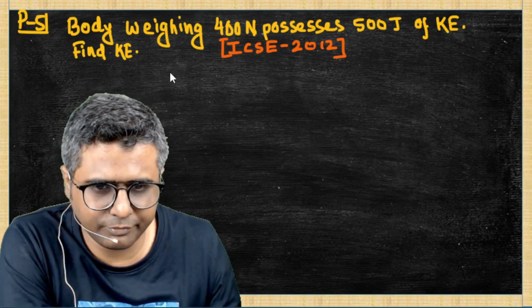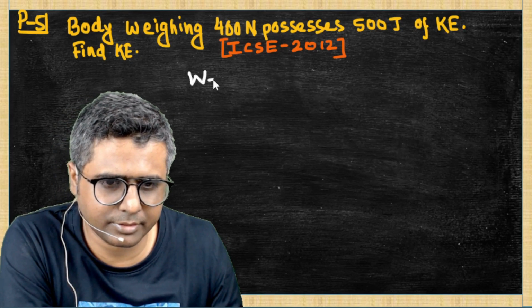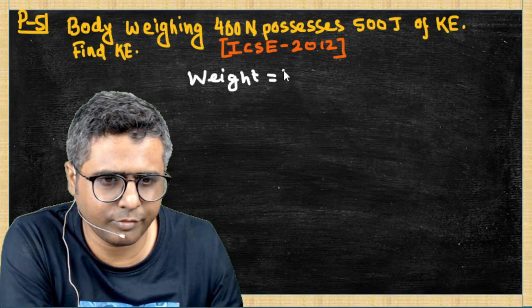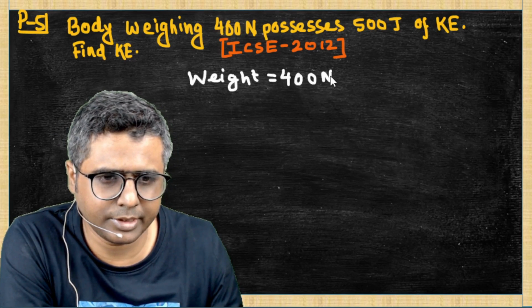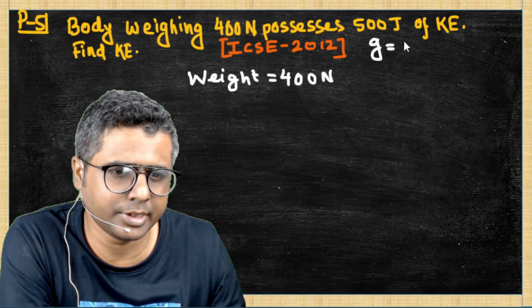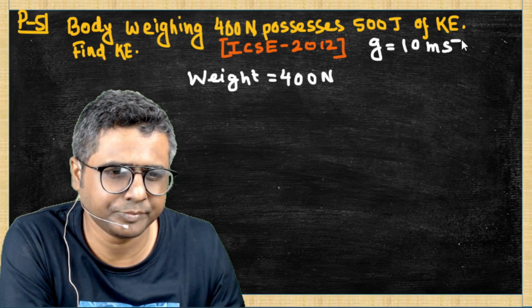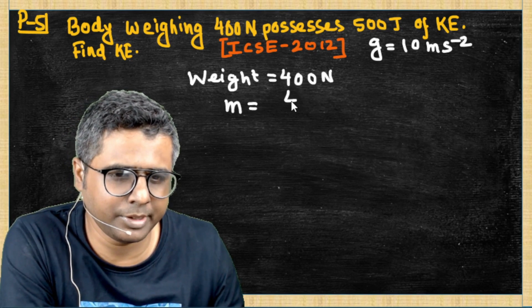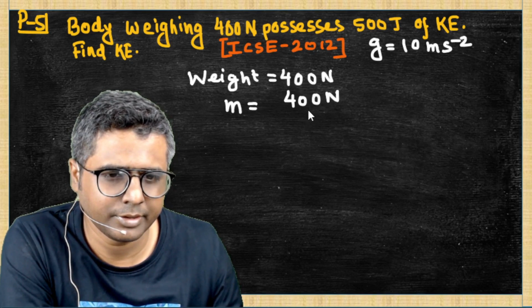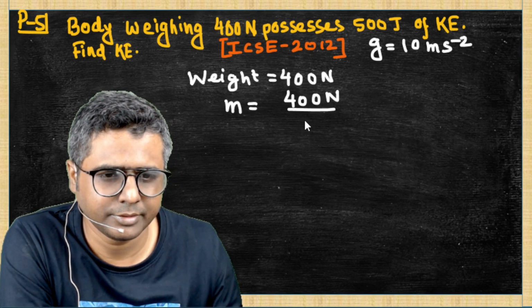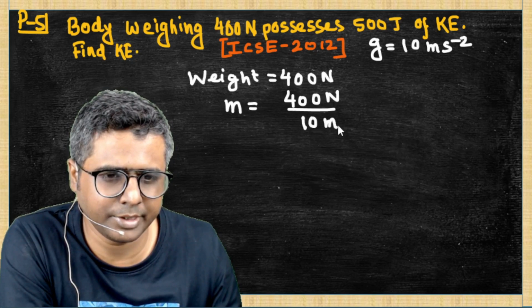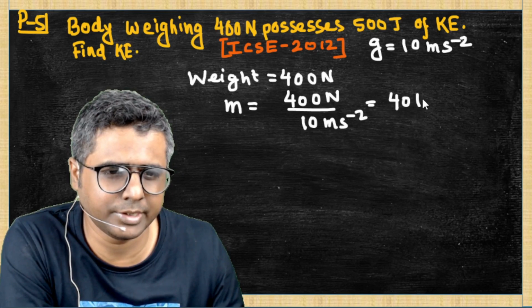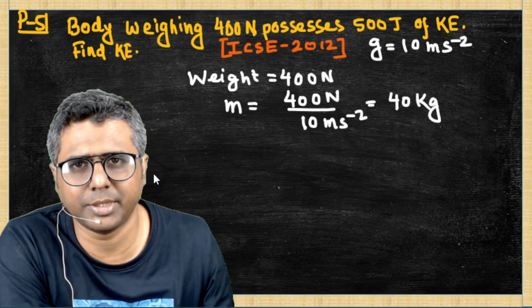So if the weight is 400 Newton, in this question it was mentioned that g is equal to 10 meter per second square. So mass of this body will be 400 Newton divided by g, that is 10 meter per second square. So the answer will be 40 kg. So I also got the mass of the body.